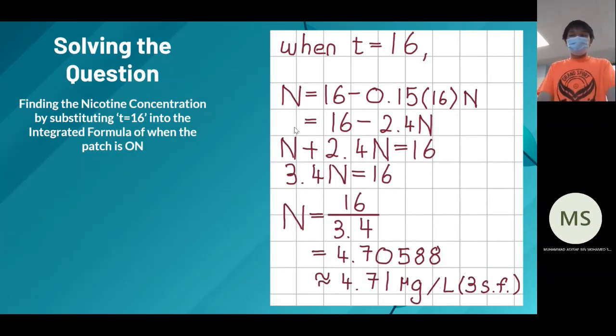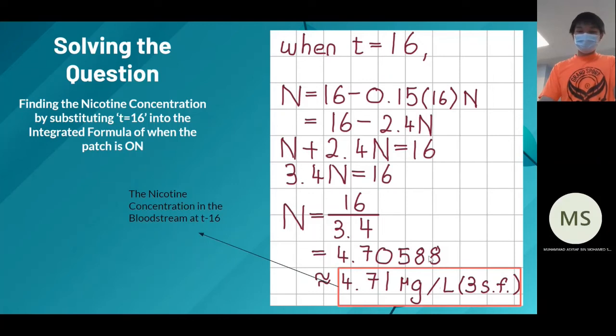In order to solve part 2A, we also need to substitute T equals 16 into the integrated formula for when the patch is on. And as you can see, this gives us the result 4.71 micrograms per liter, rounded off to 3SF, which is our final answer for the nicotine concentration in the bloodstream at T equals 16.